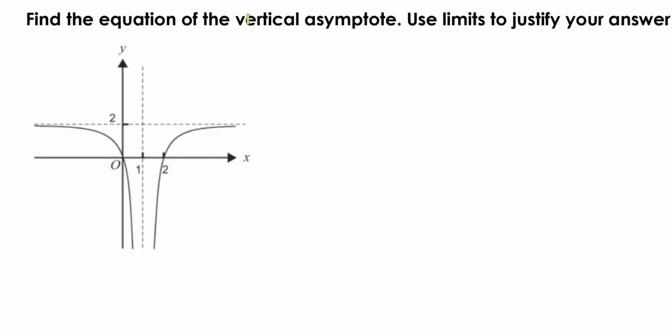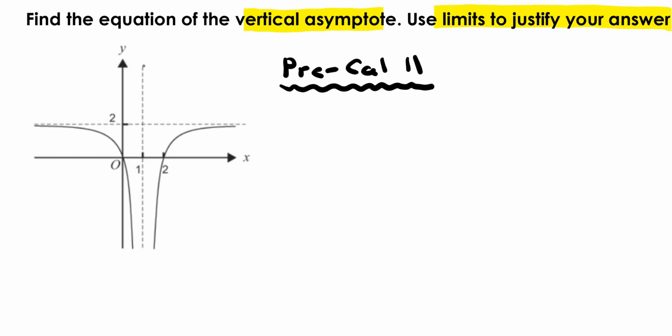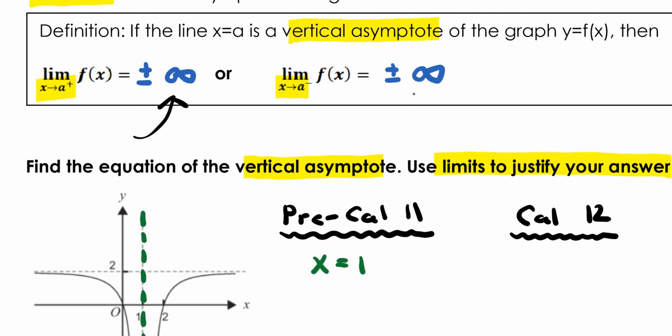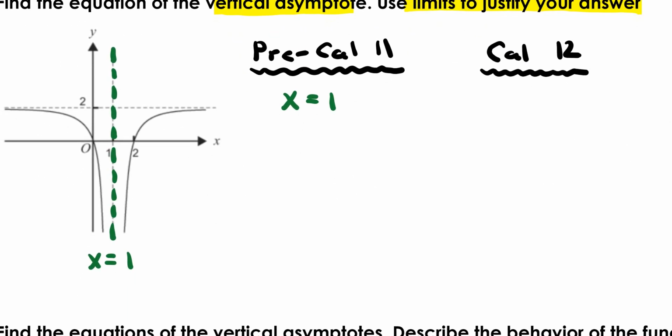So find the equation of the vertical asymptote, using limits to justify your answer. When you look at this graph right here, if you're in Pre-Calc 11, you can easily find the vertical asymptote by examining the graph here. And it turns out that the vertical asymptote is at x equals 1. Now in Calculus 12, if you want to use proper limit notation and use the definition that I'm referring to, let me show you how you can write the vertical asymptote using limit notation.